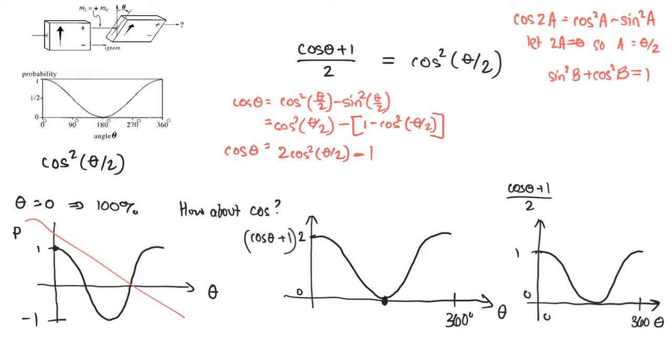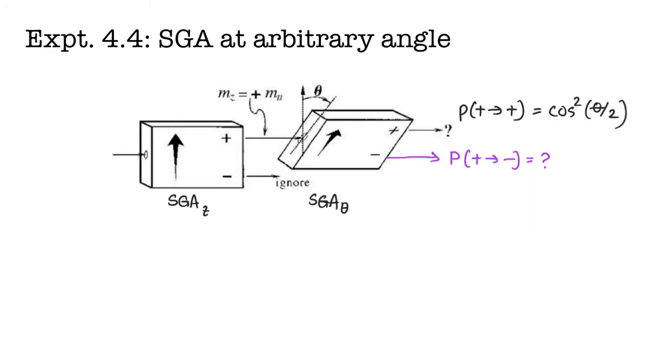And if we simplify or rearrange this, we get (cos theta plus 1) divided by 2 is cosine squared of theta over 2. Yay for trig identities. Incidentally, we now know that the probability of going from the plus port of an analyzer to the plus port of a second analyzer depends on the cosine squared of the half angle between those two analyzers.